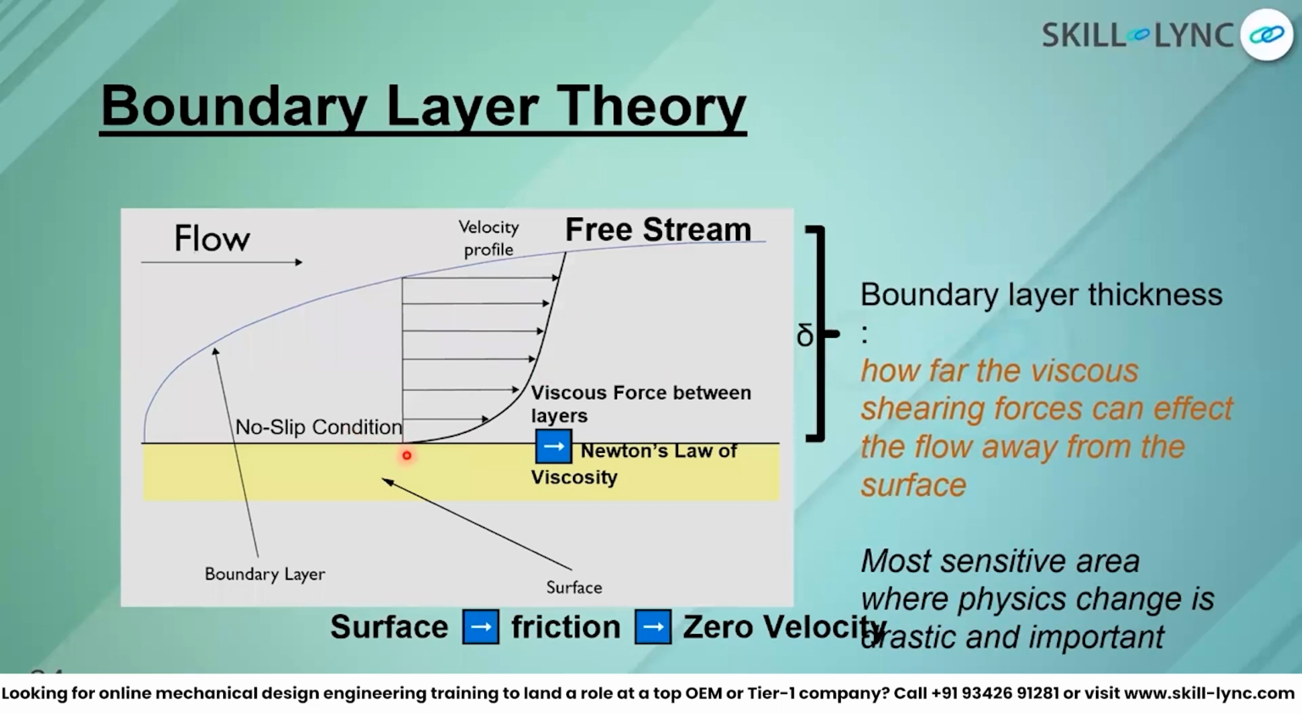That's the most important part of boundary layer theory, the thickness of the boundary layer. How far these shear forces can affect the flow, how far from this surface that is effective. And that's the most sensitive area, where the physics is changing drastically, because that's the area where the surface roughness, the surface property or the viscosity of the fluid plays a major role, because that's where it is interacting.